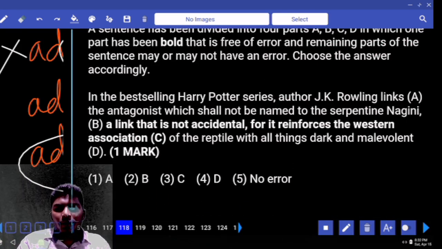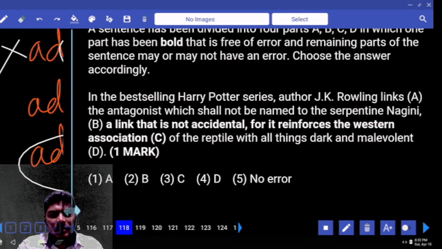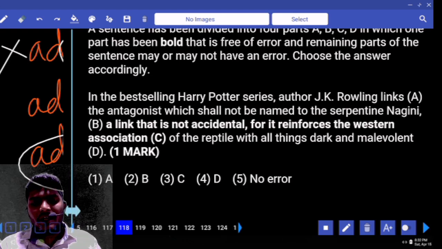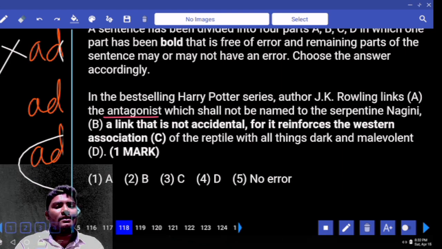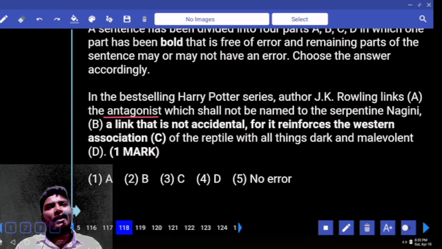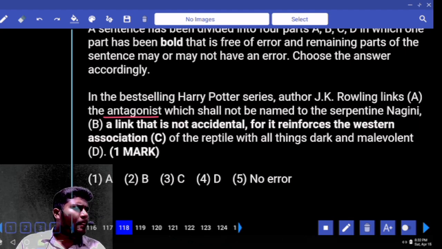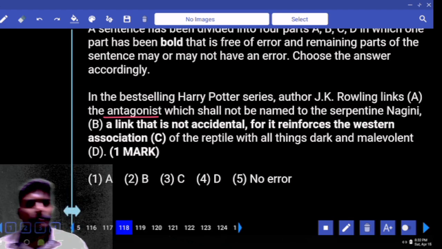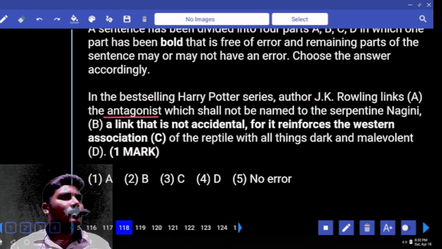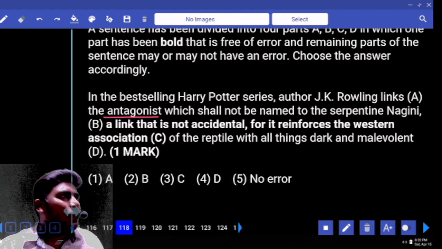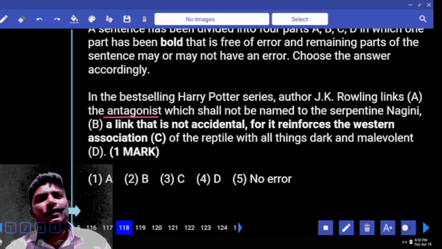The best-selling Harry Potter series author J.K. Rowling links the antagonist which shall not be named. Answer dorikindi already. Ending. We are speaking about whom here? Antagonist. Opposite ante antagonist ki protagonist. Protagonist antagonist ante telusa? Who is an antagonist? Who is a protagonist? Who is a protagonist? Don't think the protagonist is a hero. Protagonist is never a hero.